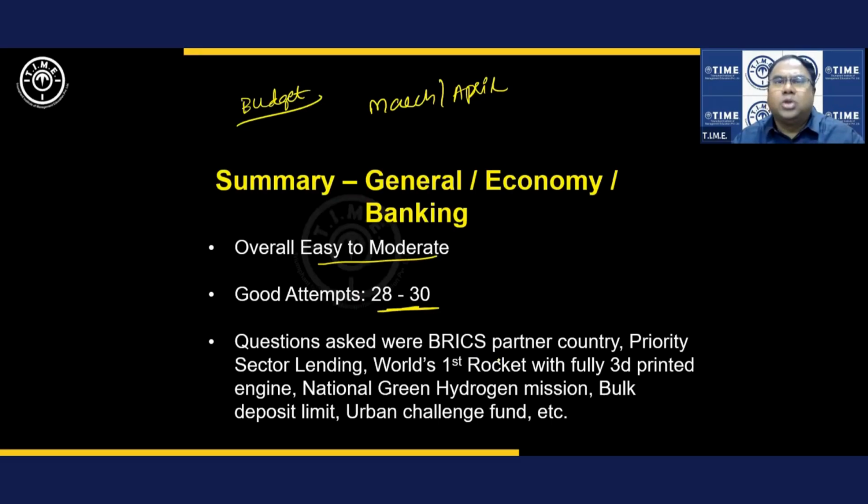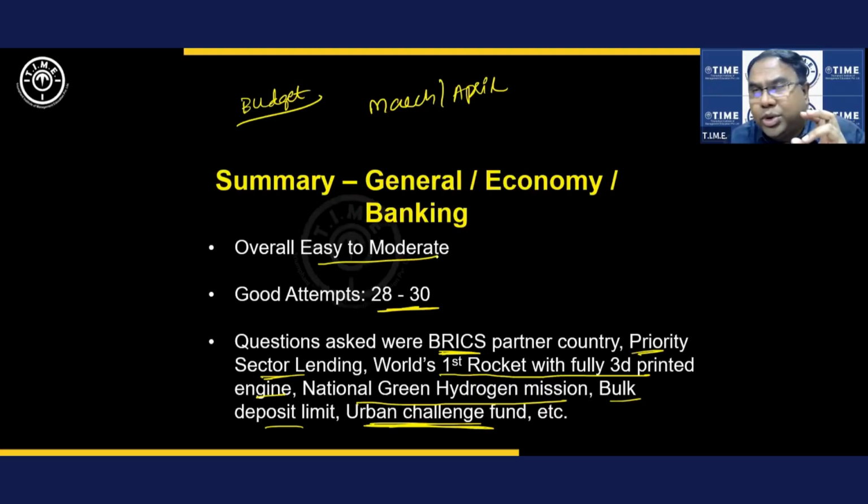A few sample questions I have listed down here. Which of the following is a partner country in BRICS? Priority sector lending. Then the Urban Challenge Fund. This was given under bulk deposit limit, economy and the budget. National Green Hydrogen Mission. World's first rocket with a full 3D printed engine, etc. These are a few sample questions. Students who read regularly and follow economy news, banking news and current affairs could have done reasonably good in this section, right?